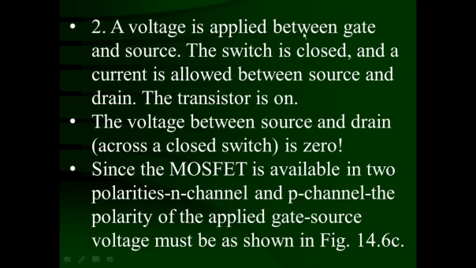A voltage is applied between the gate and source. The switch is closed and current is allowed between source and drain. The transistor is on. The voltage between the source and drain across a closed switch is going to be 0. Since the MOSFET is available in two polarities, N channel and P channel, the polarity of the applied gate-source voltage must be as shown in figure 14.6c.